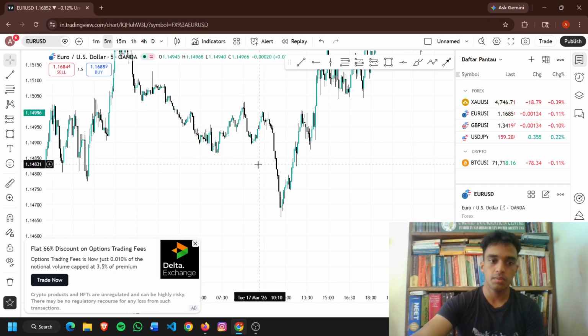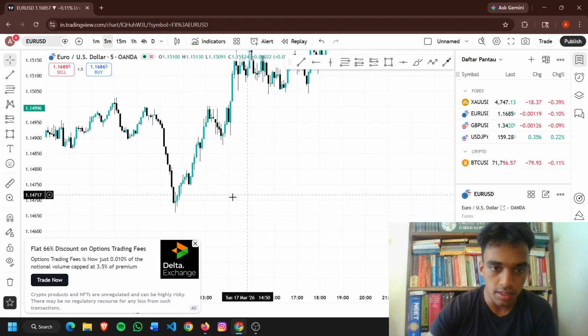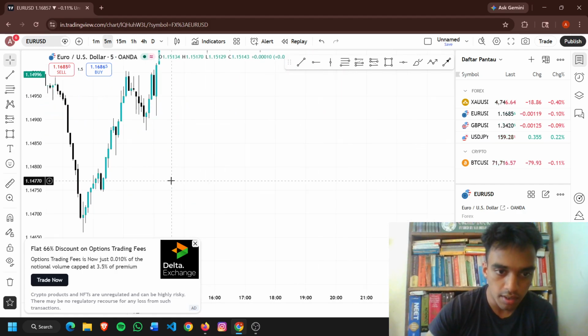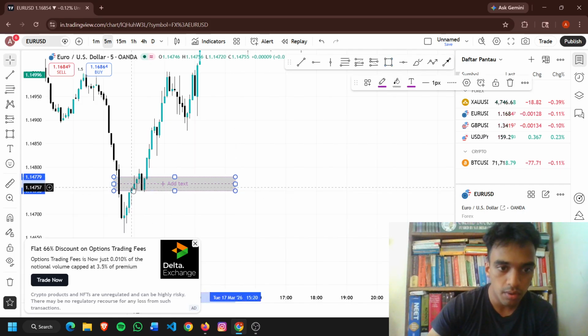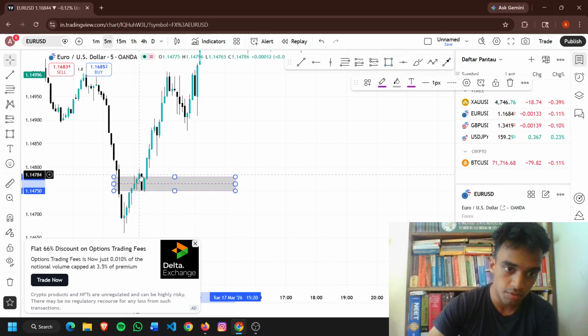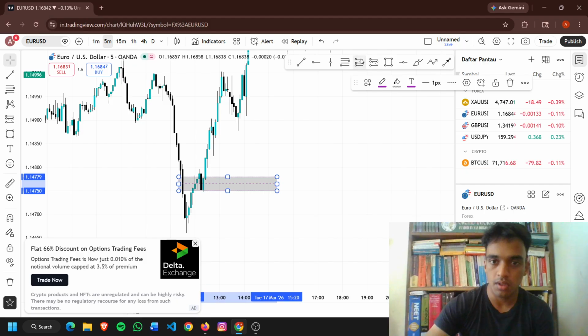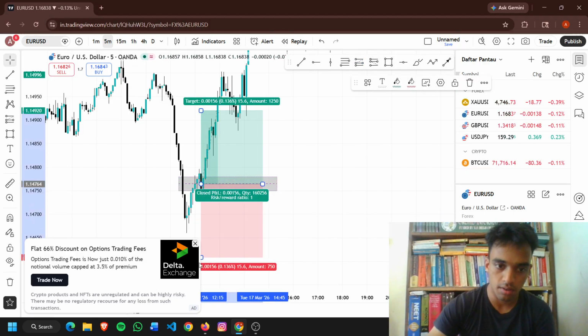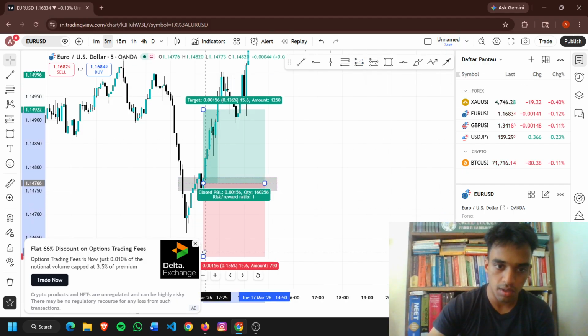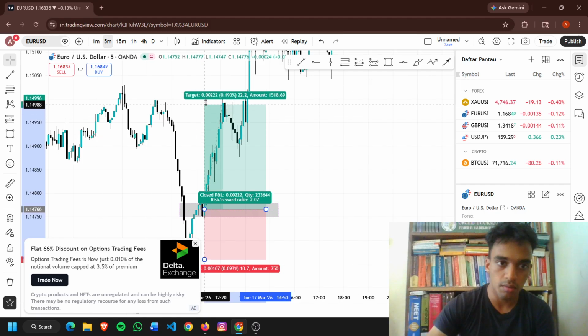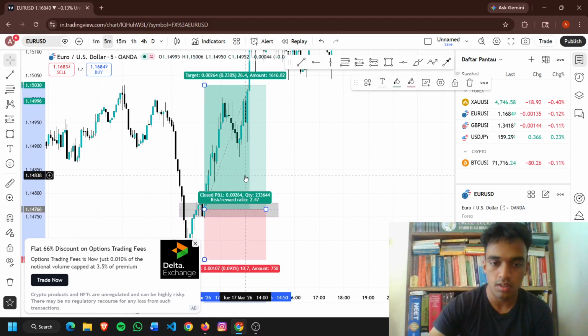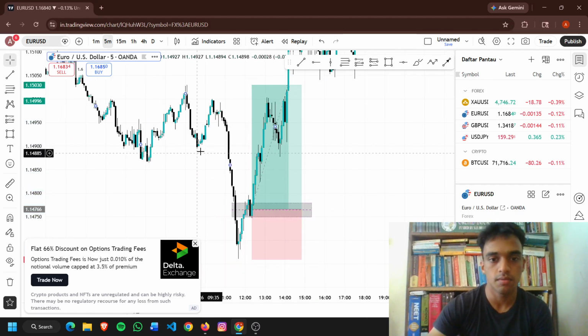Is this a liquidity sweep? Yes, it is a liquidity sweep. So what happened? There's a fair value gap over here. Isn't this a fair value gap? What happened over here? A candle just closed above and then it came back to retest and then it went up. So your trade would have been a long over here. Stop loss will be over here and take profit will be this high. So it is a 1 is to 2.7.